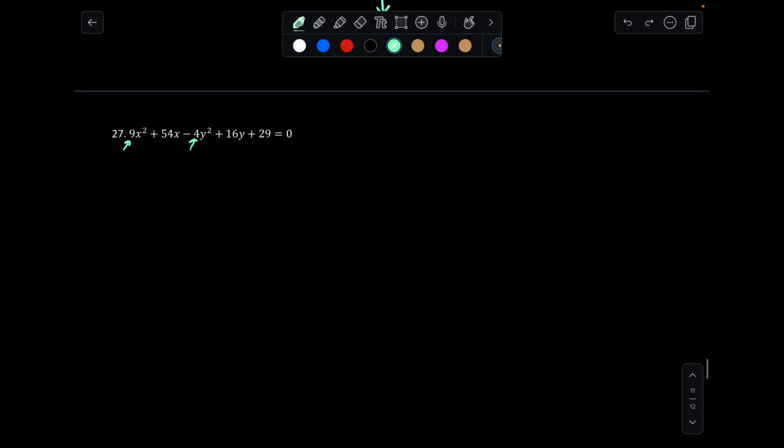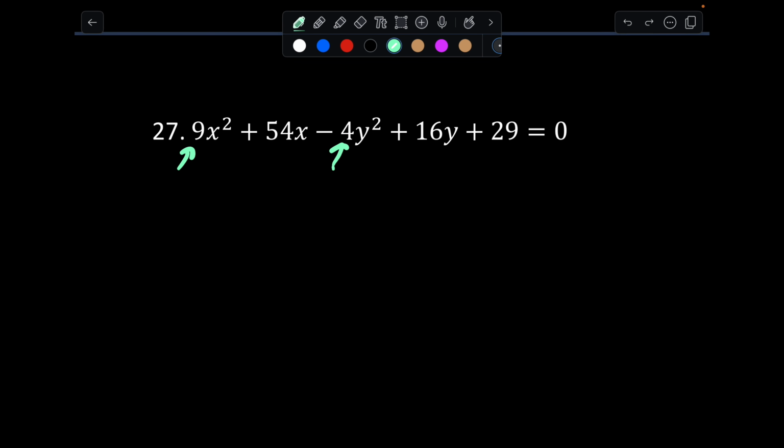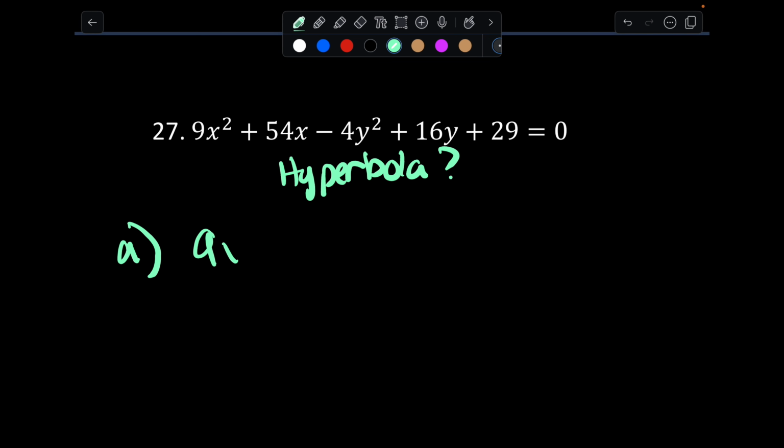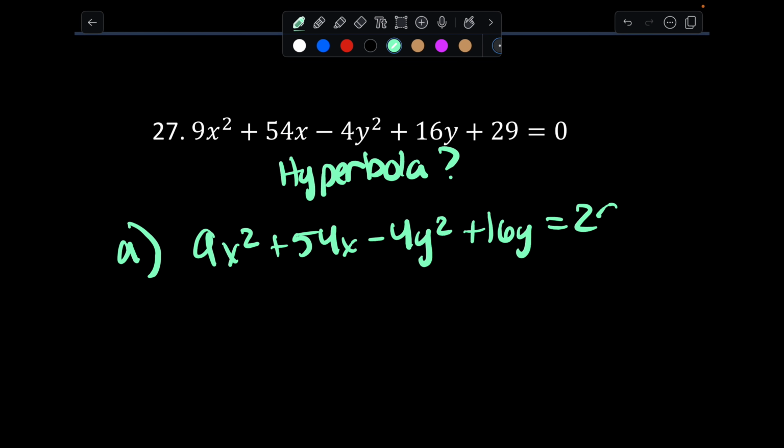So whenever we see our leading terms with coefficients, you're going to be dividing, which means it's probably not going to be a circle unless those coefficients are the same or some algebraic manipulation gets us back there, okay? So I'm going to guess hyperbola. All right, and again, we have to get to these squared binomials, so we will have to complete the square, so we need to get the constants to the other side. But luckily, we only have 1. So we'll have 9x squared plus 54x minus 4y squared plus 16y is equal to 29.